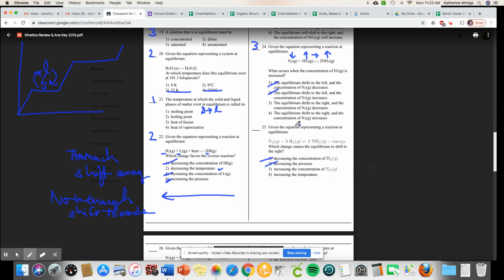Increasing the concentration of N2, which means too much, shift away, that's to the right. That could be, that's our answer, because energy, if you increase that, we're going to shift to the left. So it's got to be choice 3.